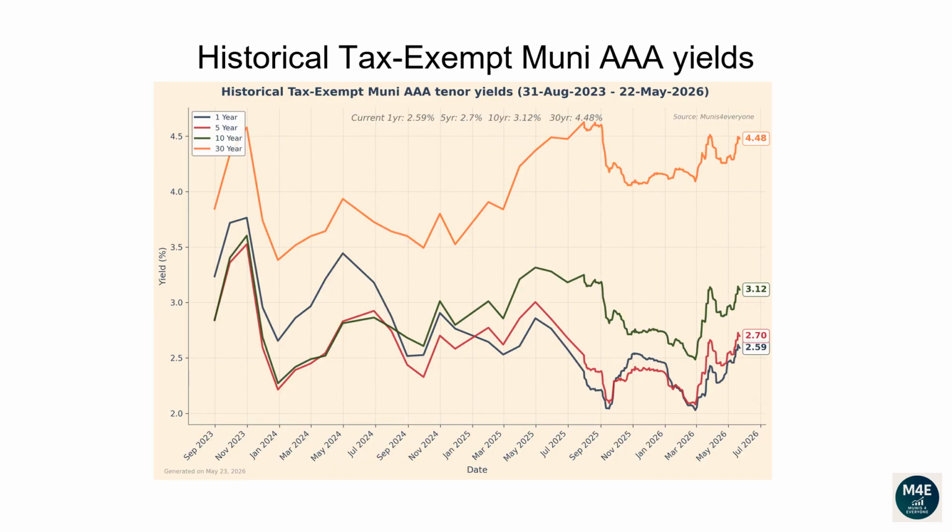This line plot and the next plot show how each tenor of the muni yield curve has changed over time. From the 31st of August 2023 to the 22nd of May 2026, the 1-year yield has dropped from 3.24 to 2.59. The 5-year yield has dropped from 2.85 to 2.7. The 10-year yield has increased from 2.84 to 3.12. The 30-year yield has increased from 3.85 to 4.48.